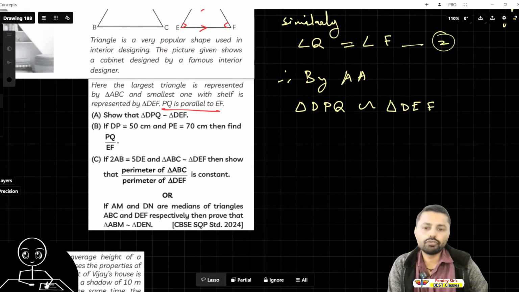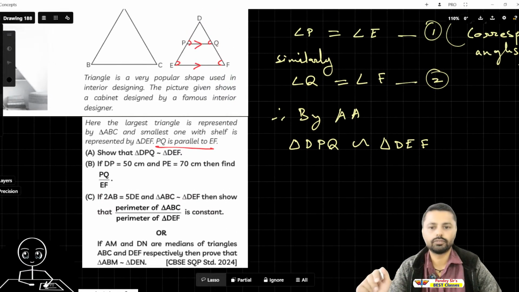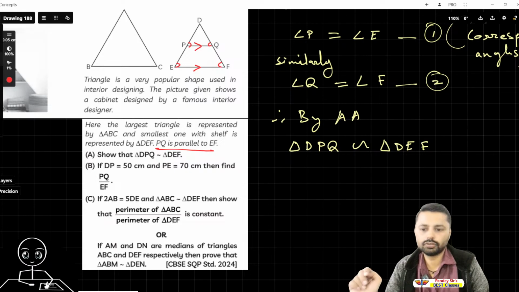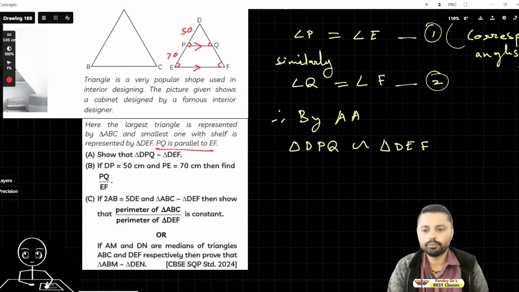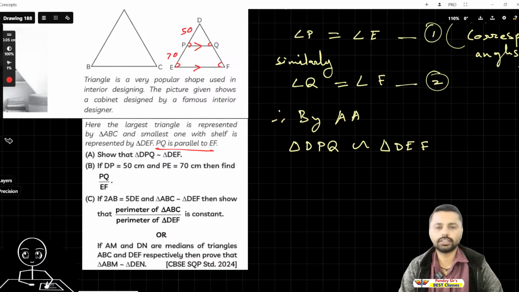Now, if DP equal to 50 and PE equal to 70, then find PQ by EF. DP equal to 50. PE equal to 70. Okay. Find PQ by EF. This one you try. Even I am going to do. Let's see who does it faster and correctly.